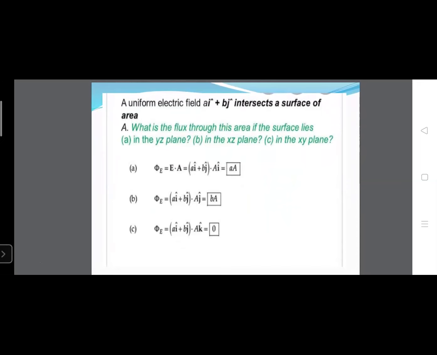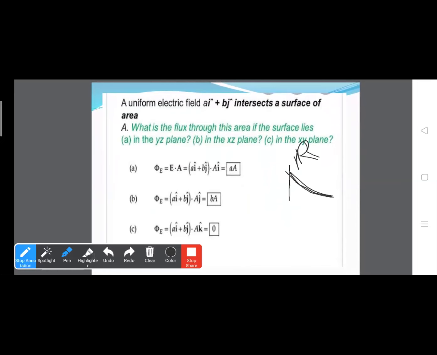So the first problem is: a uniform electric field E is given as a I plus b J, and it intersects a surface of area A. What is the flux through this area? The surface lies, first, in the YZ plane, second, in the XZ plane, and third, in the XY plane.